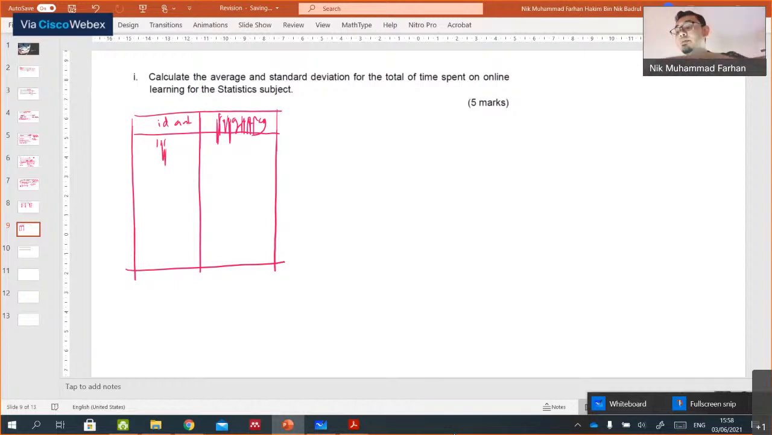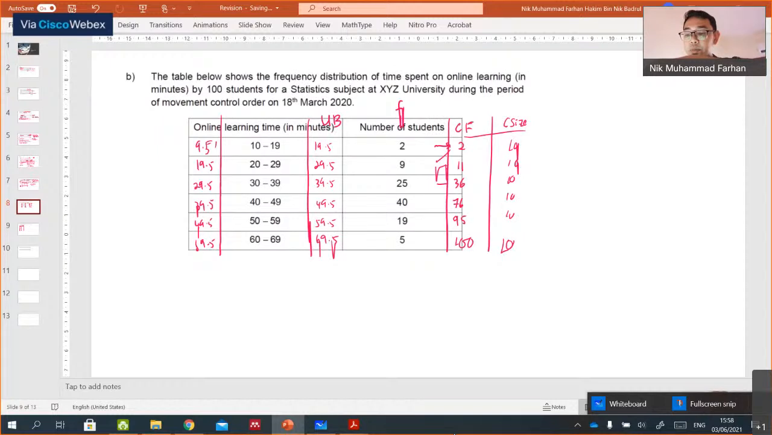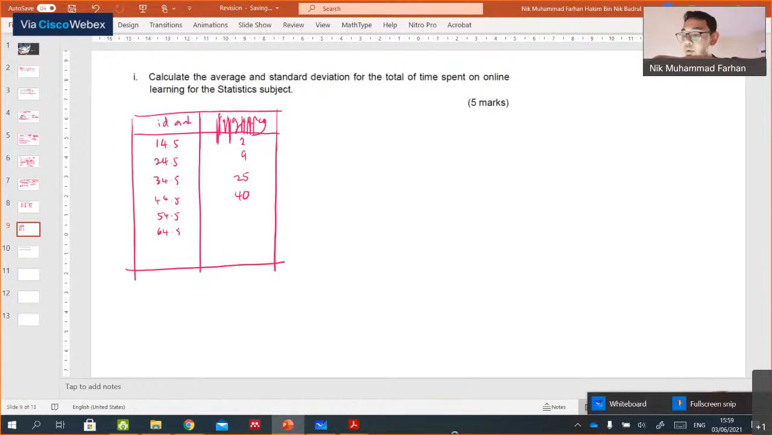14.5. Okay. 24.5. 34.5. 44.5. 54.5. 64.5. Kan? Okay, something like this. Dengan 64.5 saja. Frekuensinya 2, 9, 25, 40, 19, 5.